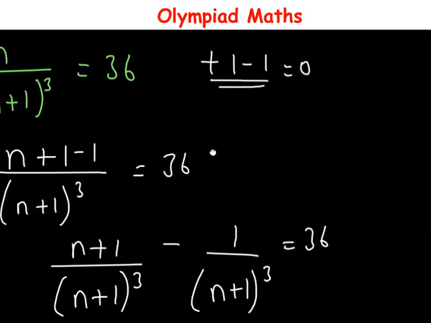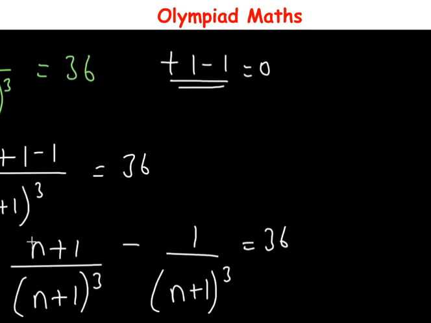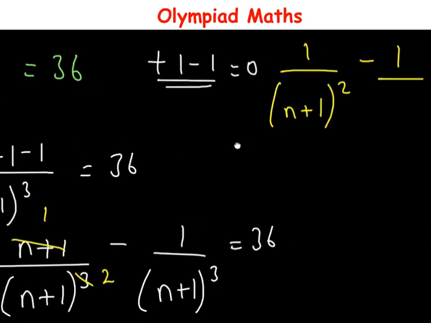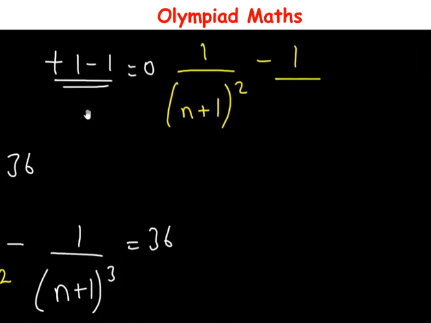So with this, n plus 1 will cancel power 3, we have power 2 left, shows that here becomes 1, so we have 1 over (n plus 1) all raised to power 2 minus 1 over (n plus 1) all raised to power 3 equals 36.